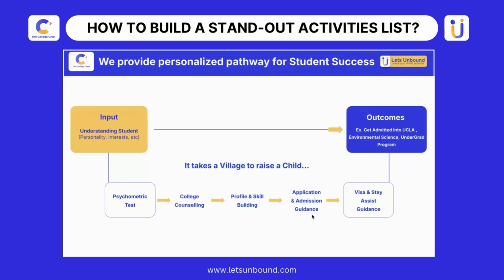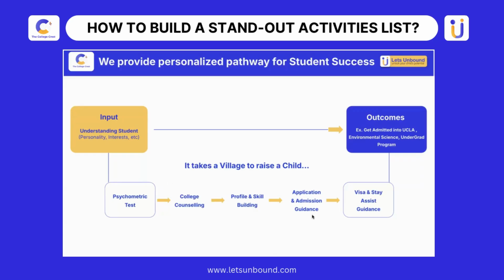We take the input of the student in terms of a psychometric test, in terms of personality, interests, and all these parts, to understand what the student is largely looking for. We move into college counseling, where we help you build your profile and various skills around it, then move into the application and admissions guide, and conclude with visa and stay assistance.